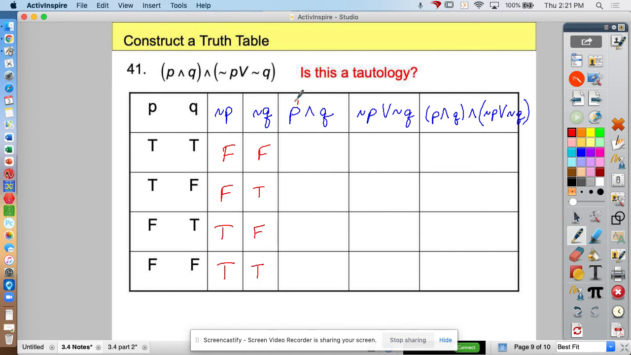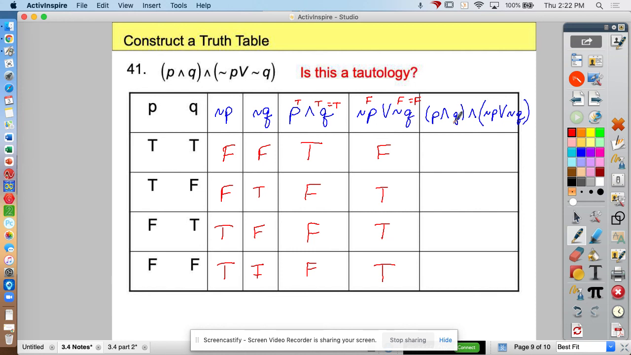P and Q, this is a true and true make true. So I'm looking for P and Q all the way back over here. Two trues make a true. I don't have that anywhere else. False, false, false. Or false, false make false. I'm looking for the negation P, which is this column. Negation Q, this column. So where are there two falses? False, false make false. No, no, no. So the rest of these are all going to be true.